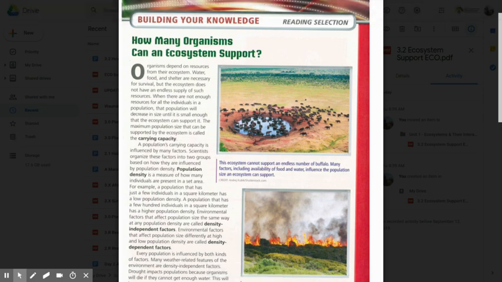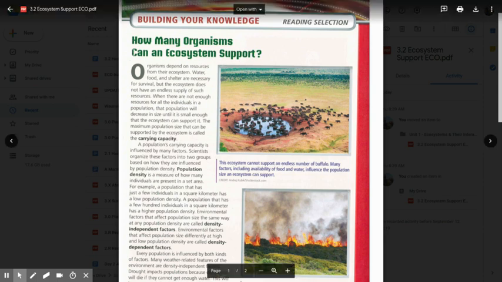Mon, and I want to read to you the article called How Many Organisms Can an Ecosystem Support? And this is from our Ecosystems and Interactions unit. How many organisms can an ecosystem support?